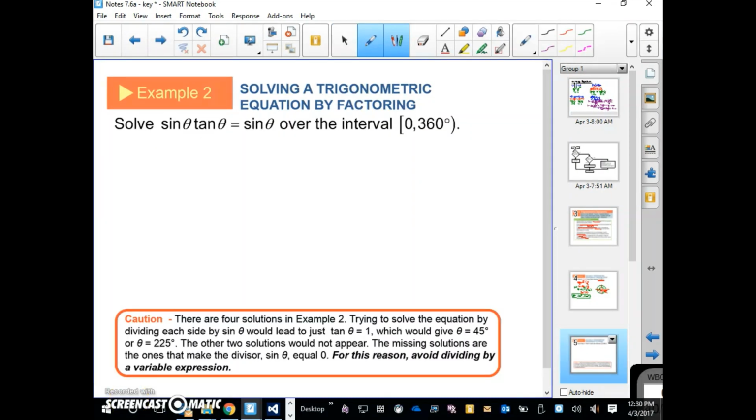Example 2, I'm solving a new equation. First thing you'd want to do is look at how many variable terms you see. When there's more than one, you're not going to be able to isolate. Go back and look at your flow chart. When there's more than one, you're going to have to do something else. And so what you want to try to do, you want to try and factor.